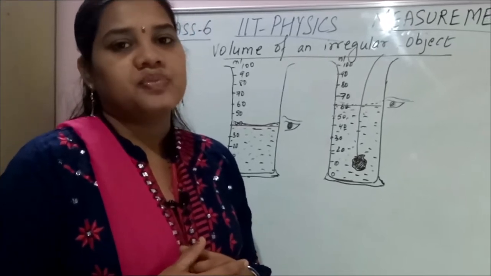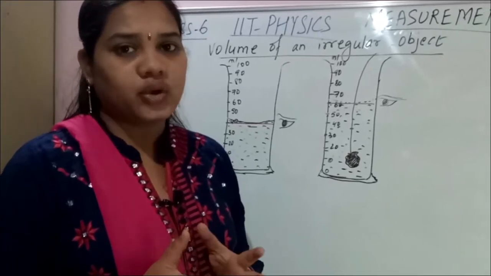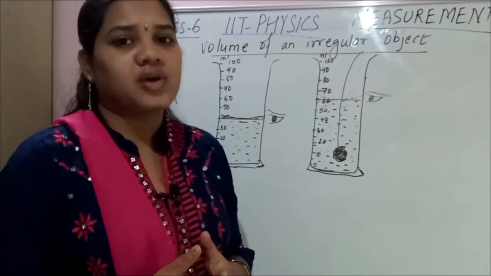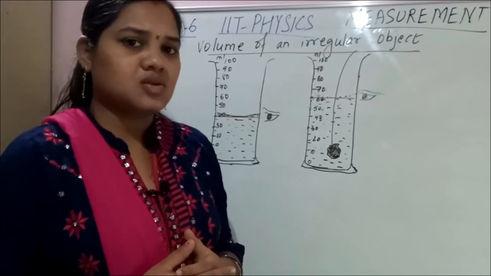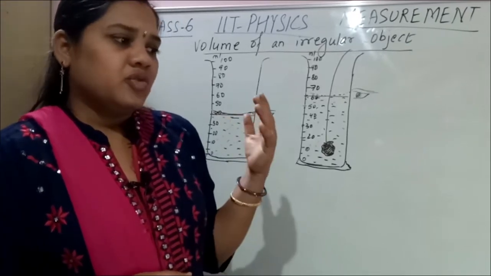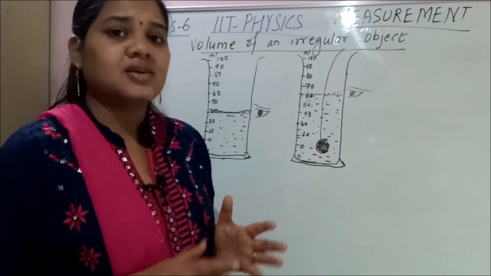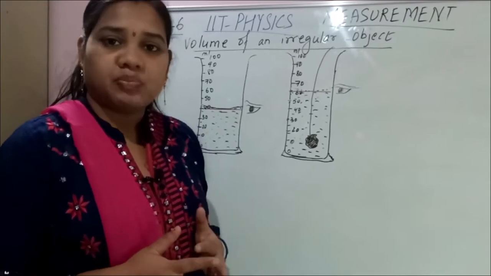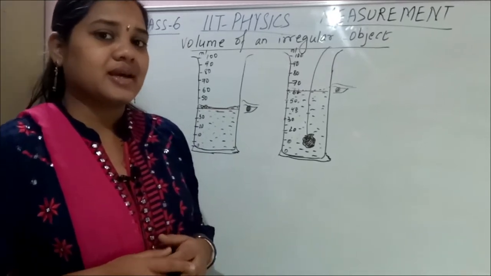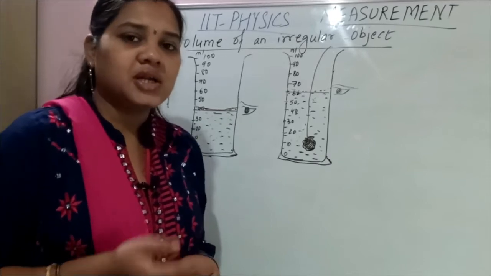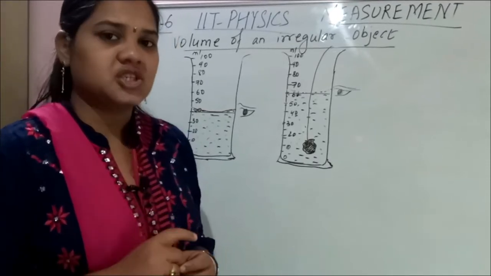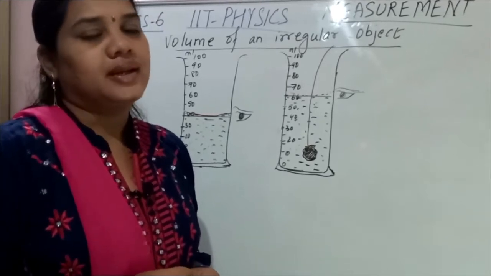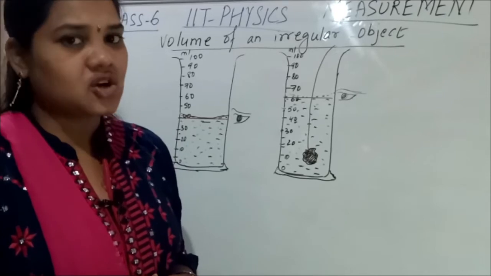Then we saw how to measure the volume of liquid. We saw some instruments, some apparatus which are used to find the volume of liquids. What did we see? We saw measuring flask, measuring cylinder, then burette, pipette. I have given you the pictures also with the definitions. I hope you all did it. Okay, now we are going to start today's topic.